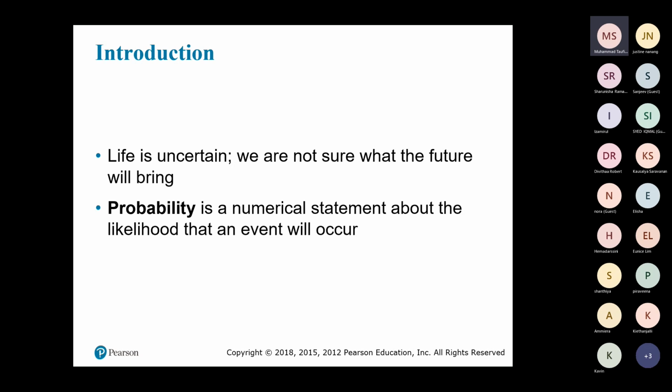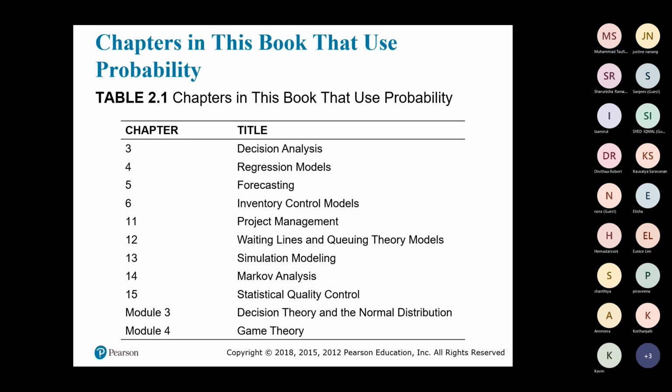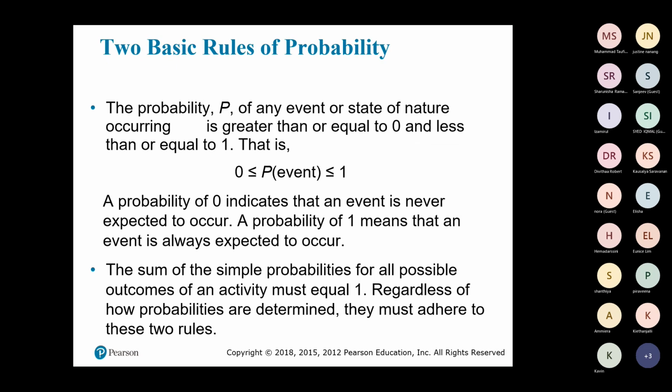So probability, in simple terms, is chances. What is the chance that things will happen according to your statement? So that is probability. These are the basic rules of probability. There are two basic rules of probability, or chances. We symbolize probability by P.